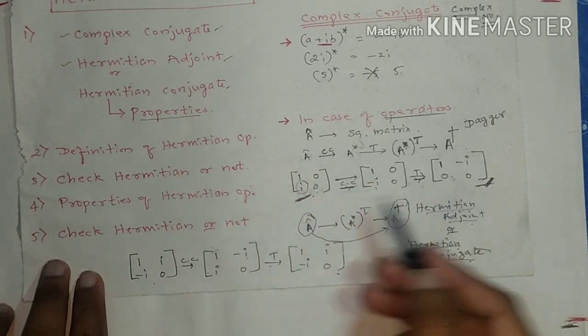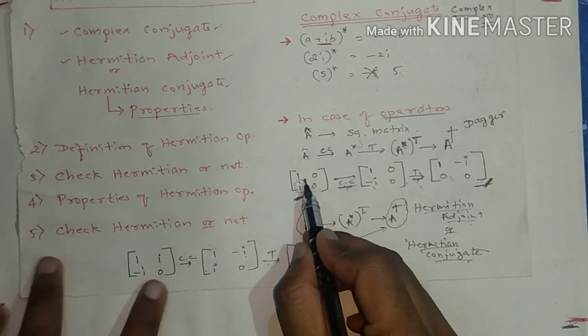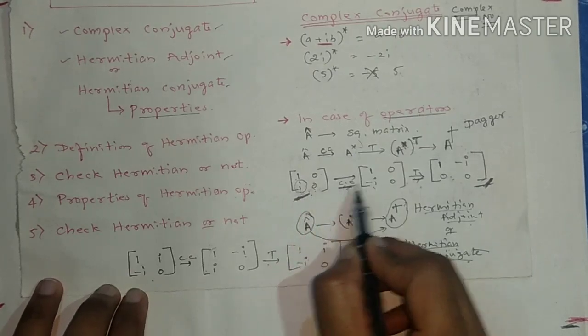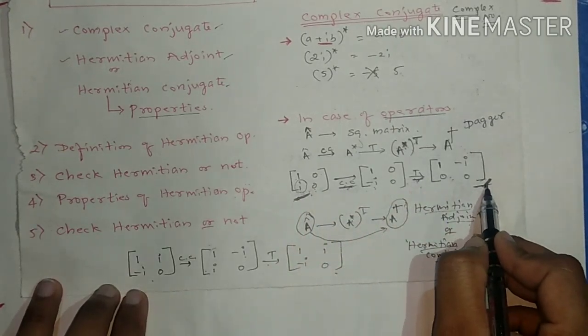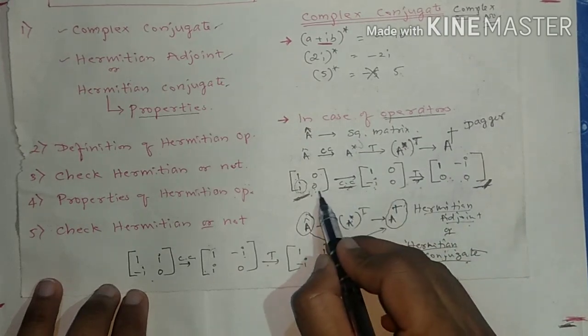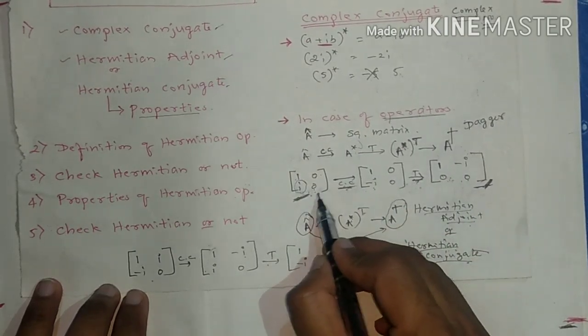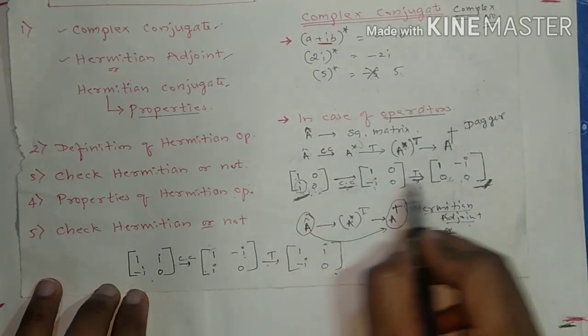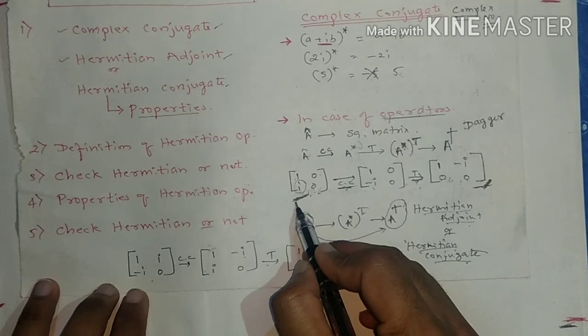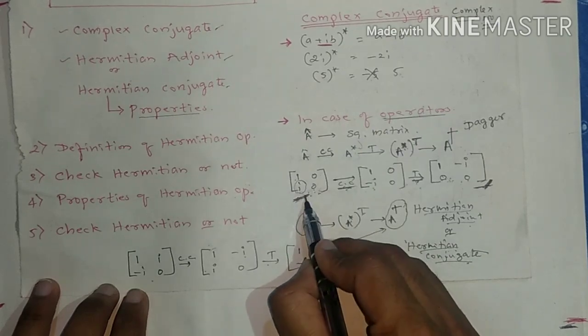In this example, we started with 1, 0, i, 0. We did these two operations and we got 1, minus i, 0, 0. If we compare the two, we understand that they are not the same. So this is not a Hermitian operator.